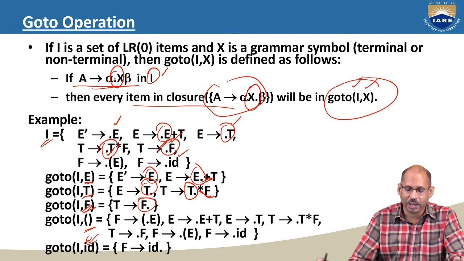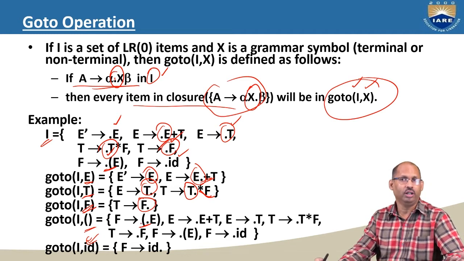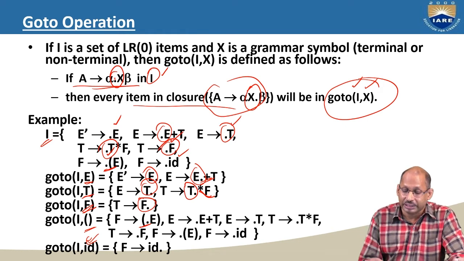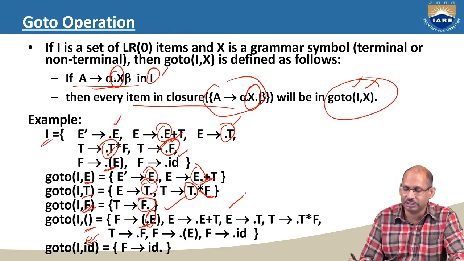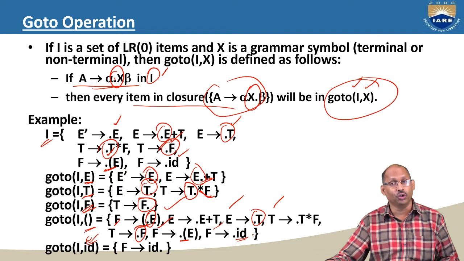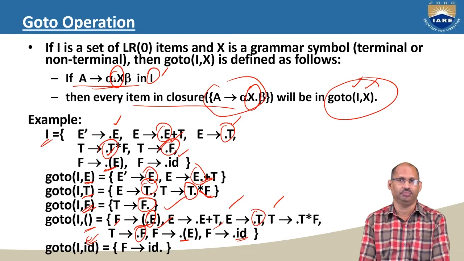Then the left parenthesis. Dot left parenthesis now becomes left parenthesis dot. Since the dot is followed by E, add the new E productions. The dot is followed by T, so add the T productions. The dot is followed by F, add the F productions. The dot is followed by terminals, and there are no more new productions to be added. Then that completes the closure of I.